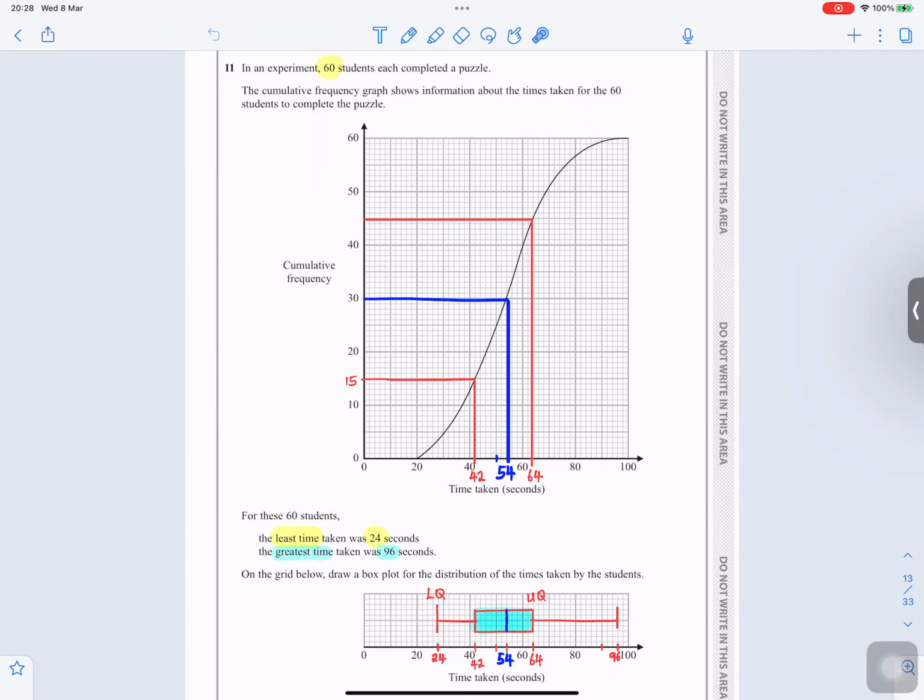Question number 11. In an experiment, 60 students each completed a puzzle. The cumulative frequency graph shows information about the times taken for the 60 students to complete the puzzle. So 60 on the y-axis there at the top, cumulative frequency on the y-axis, time taken on the x-axis. For these 60 students, the least time taken was 24 seconds. The greatest time taken was 96 seconds. On the grid below, draw a box plot for the distribution of the times taken by the students.